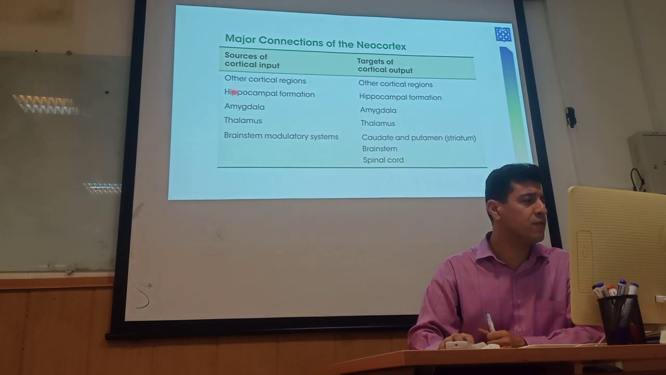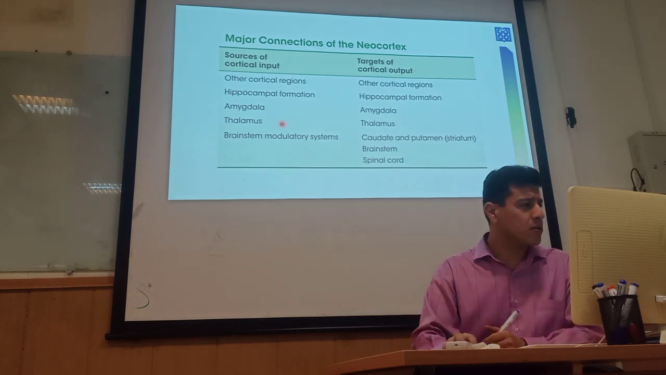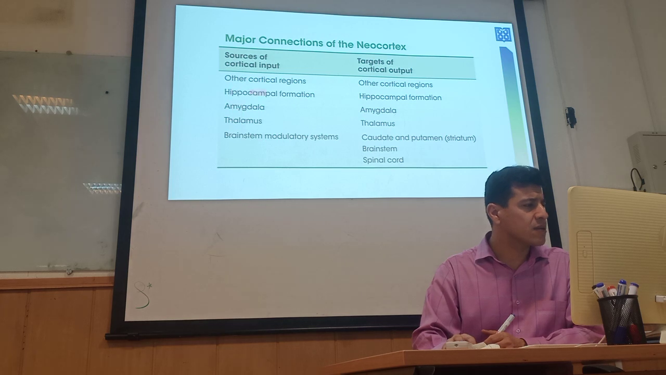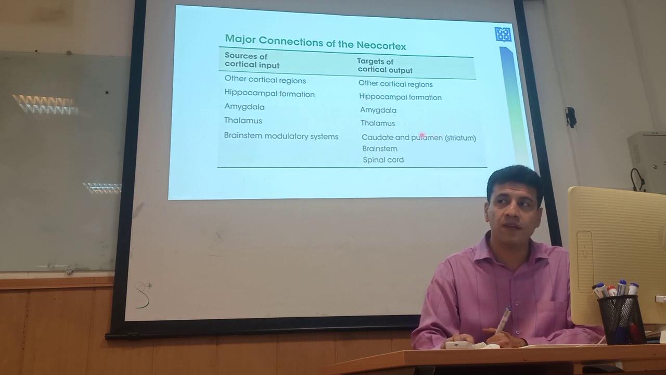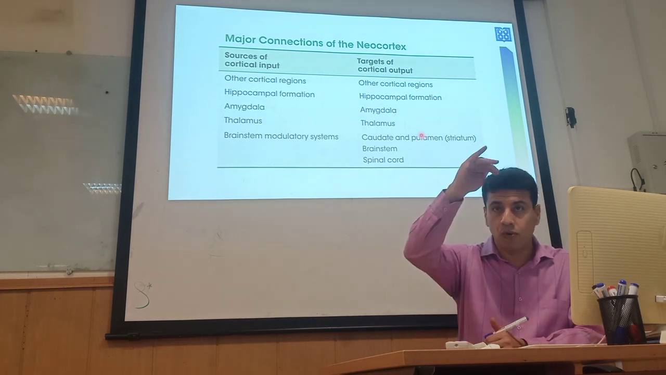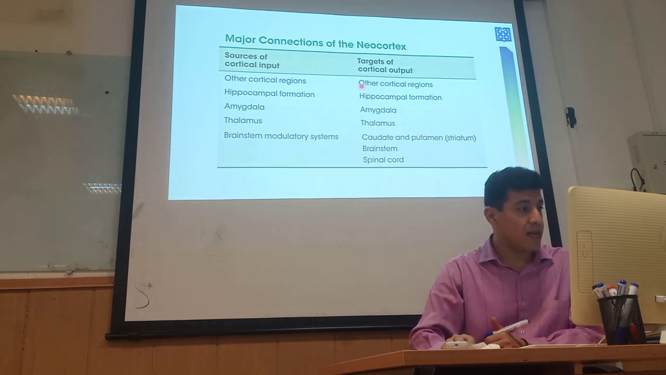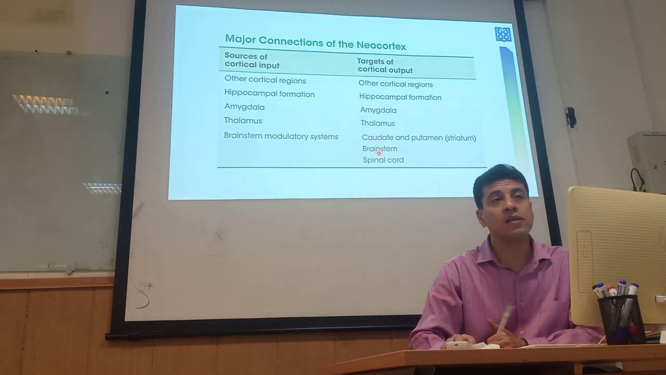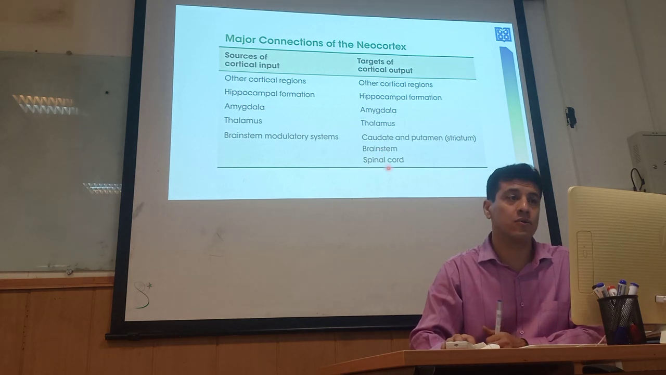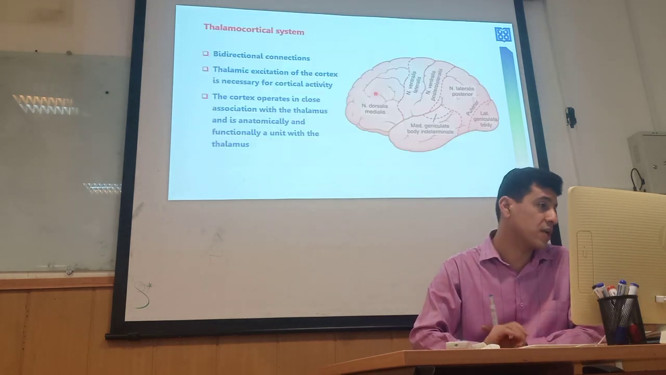So cortex have some inputs and outputs. So from the amygdala, thalamus, other cortical regions, hippocampal formation, brainstem modulatory system, all of these send information to the cortex. And the cortex sends output to other cortical areas, hippocampus, amygdala, thalamus, caudate and putamen. We have seen this yesterday. Cortex make connections with caudate and putamen. Remember? Yes. And cortex also activates brainstem nuclei and also spinal. So these are connections of the cortex.